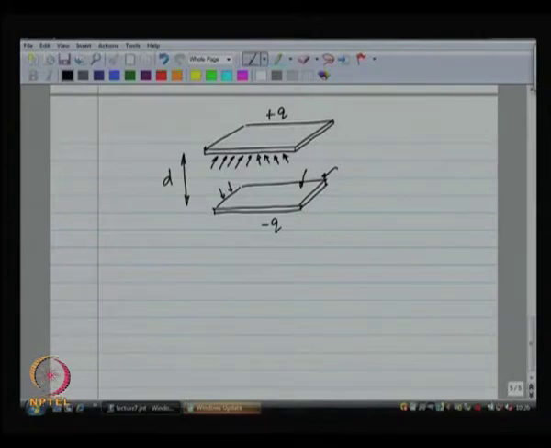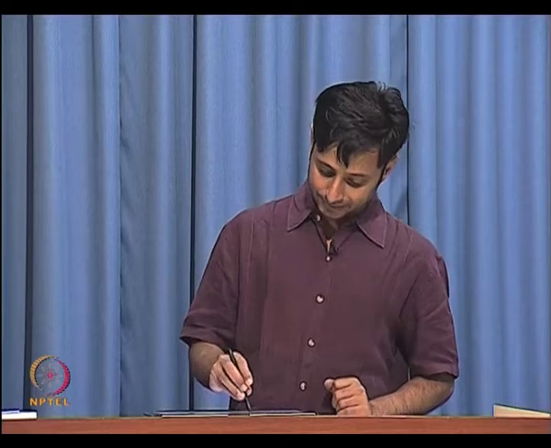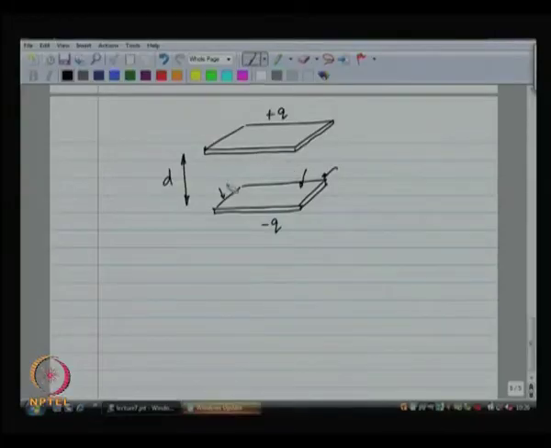Okay. Once you understand that, it is easy to compute the field. There is no reason for the field to go here and there. The field lines will go straight from one plate to the other plate. There is no reason for the field lines to go here and there. Remember, these two parallel plates are infinitely large.